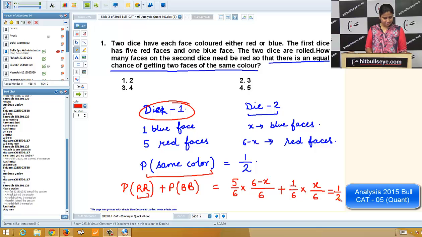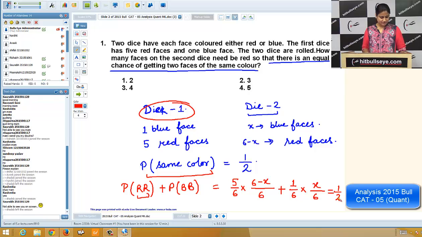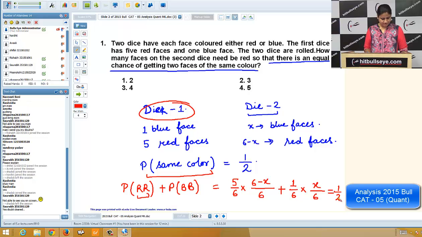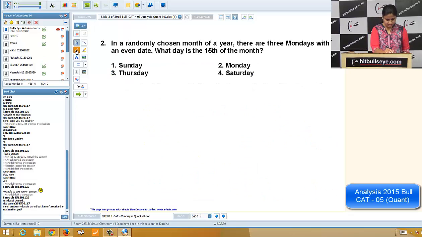Rashmita and Saurabh, that was your problem. Excuse me. Saurabh, you can see the question and explanation. You can hear me, I think that is more than sufficient. Okay. Rituparna, we can talk later. Let me complete this session first of all.